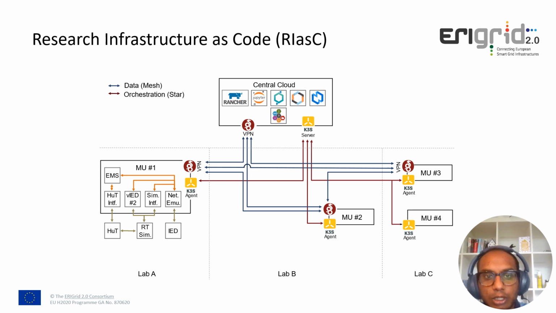And this is how the architecture of RIASC looks. As you can see from the diagram, there are 3 different labs in this case, and each of them has a Kubernetes agent which enables them to communicate with each other. And this is all managed through a central cloud which hosts the central Kubernetes orchestrator, which can orchestrate between these different labs. And these agents can be devices such as a Raspberry Pi, a dedicated PC, or a virtual machine. It doesn't really matter. It can be any kind of hardware platform.